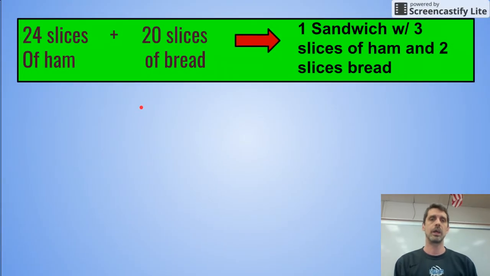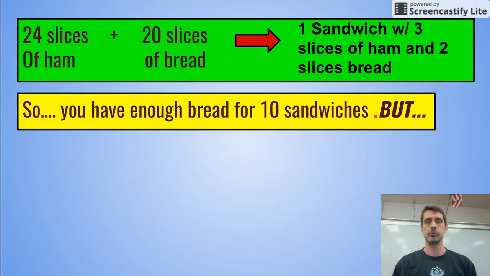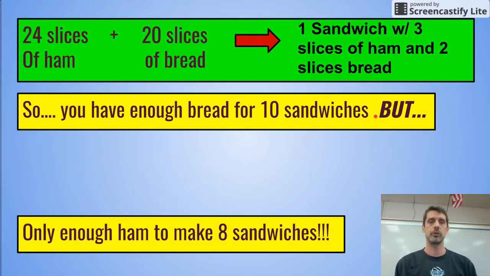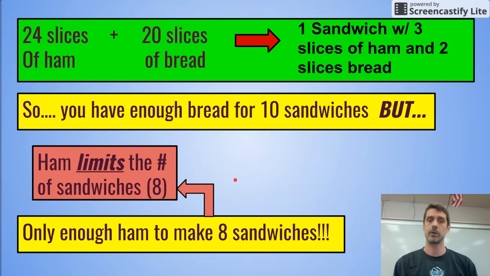So if we start thinking about the bread, I have 20 bread and each sandwich needs 2 slices of bread, so I can make 10 sandwiches. But when we look at the ham, I've got 24 slices, but I need 3 slices each, so I can only actually make 8 sandwiches with the ham. So which one of the two, ham or bread, limits me? Well, it's the ham, because the ham is going to limit me to only 8 sandwiches. The bread, though, I'm going to have some left over.